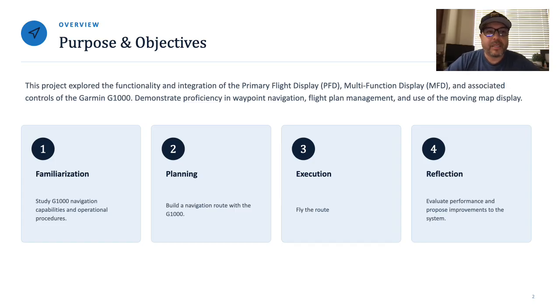So the purpose and objective of this project: we're going to explore the functionality and integration of the primary flight display, multi-function display, and associated controls with the Garmin G1000, and demonstrate proficiency in waypoint navigation, flight plan management, and the use of the moving map display. There are 4 parts here: familiarization with the G1000 navigation and its capabilities; planning, so we're going to build and navigate your route with the G1000; execution, actually flying the route; and reflection, so we're going to evaluate the performance and propose any improvements to the system.